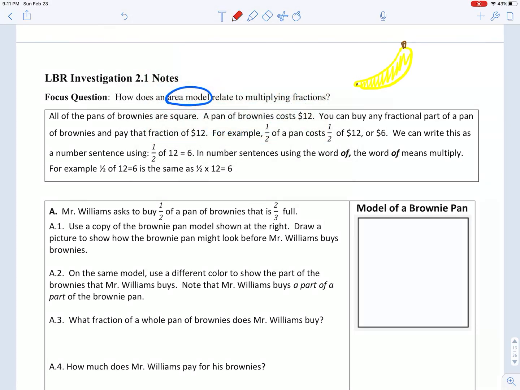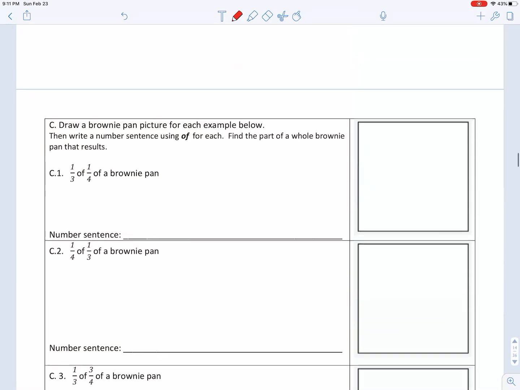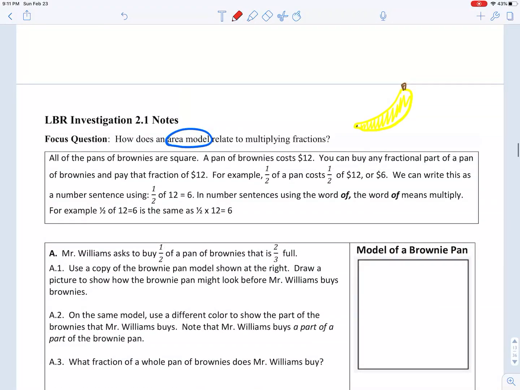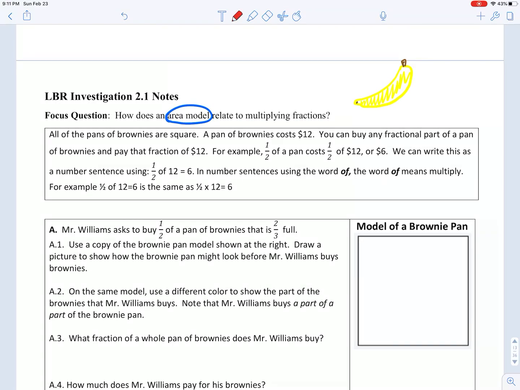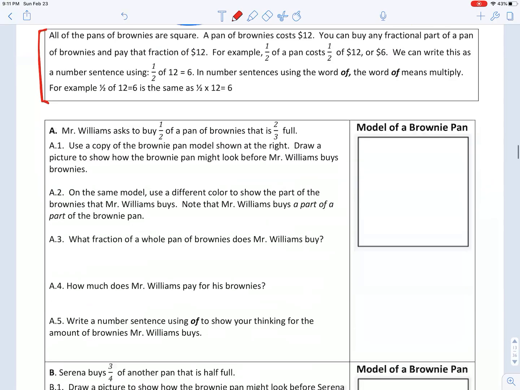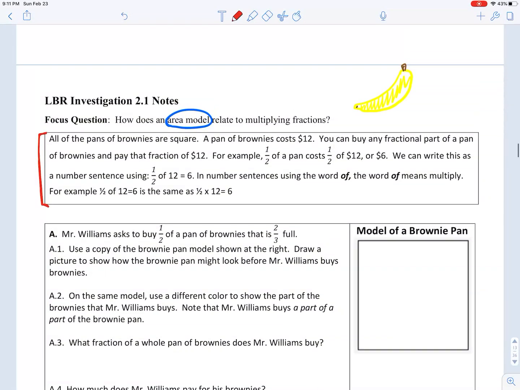So today we're going to take a look at this thing called a brownie pan, and what you guys are going to need are 2 different colors. We're doing more than 2? Nope, just 2 different colors. Okay, so hopefully you guys have that. Let's take a look at this right here. This is all of the information that we need for all of the different problems that we are going to solve here. So let's take a read.